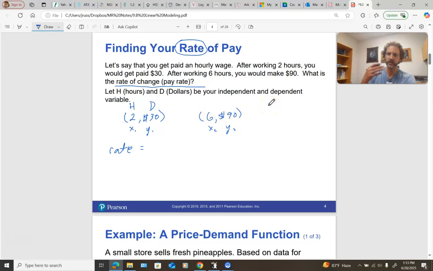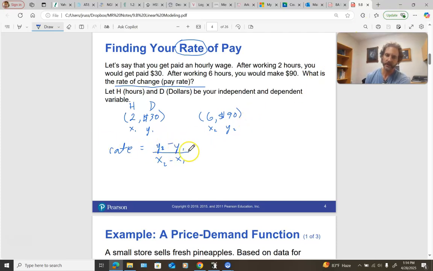Okay. So the change in your dependent variable means you're going to take y2 and subtract from it y1. Or in other words, you're finding the difference in those two dependent variables. And then you're going to divide this by the change in your independent variables, so in other words, x2 minus x1. And this is a very common formula used in algebra.